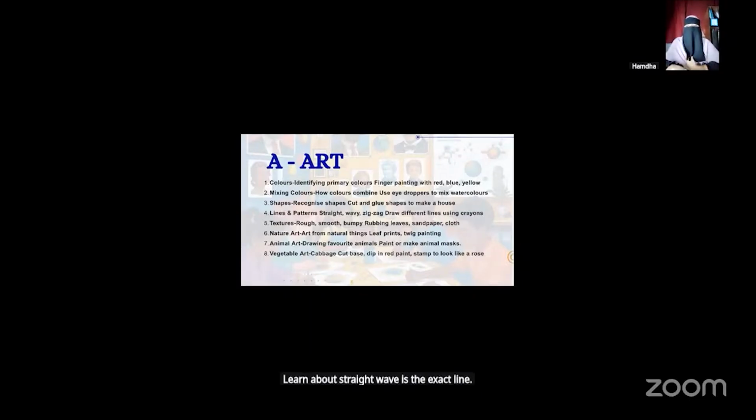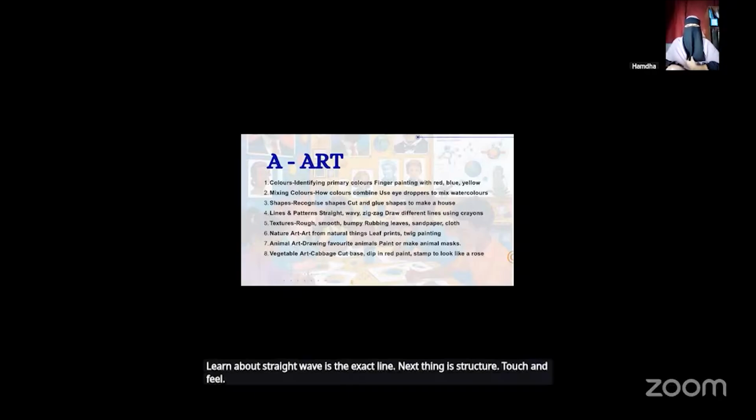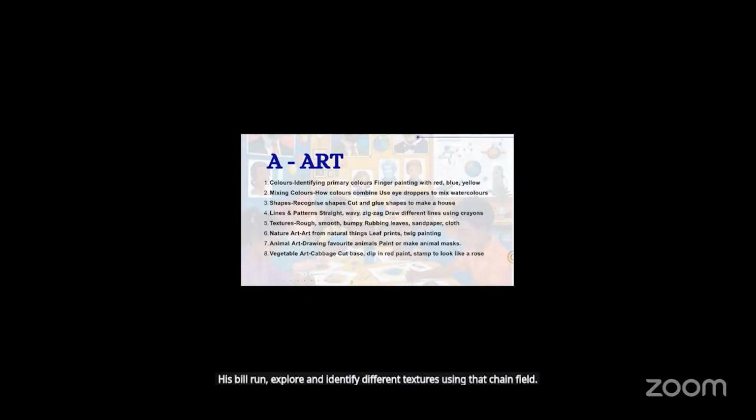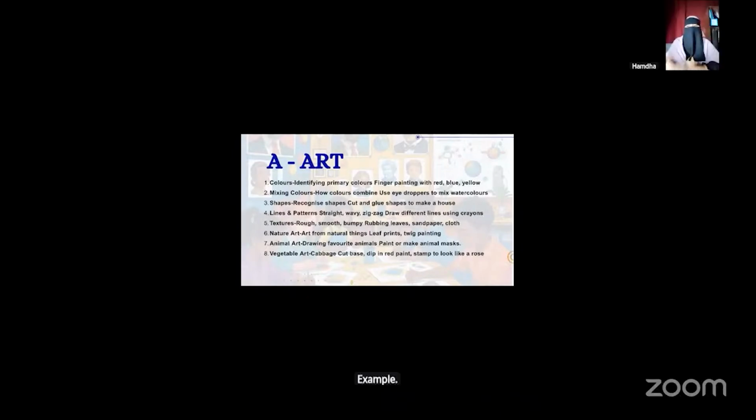Next thing is texture, touch and feel. Help children explore and identify different textures using touch and feel. For example, sandpaper, doormat, smooth metal spoon, glass, plastic plate, bumpy orange peel, bubble wrap. This is included in the science part.